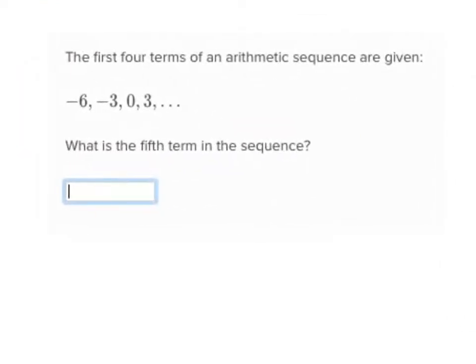Pause the video and see if you can figure out the 5th term. They give you the first, the second, the third, and the fourth, and they want you to tell what the 5th term is. So this is about as easy as they come, right? To go from negative 6 to negative 3, they're just adding 3, aren't they? Negative 3 to 0, they're adding 3 again, aren't they? 0 to 3, they're adding 3 again, aren't they? So we'll add 3 again to that, and we'll get what? 6. And that's our 5th term, right?